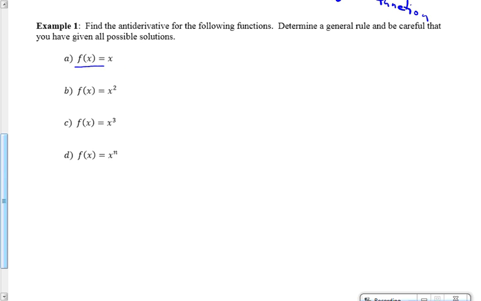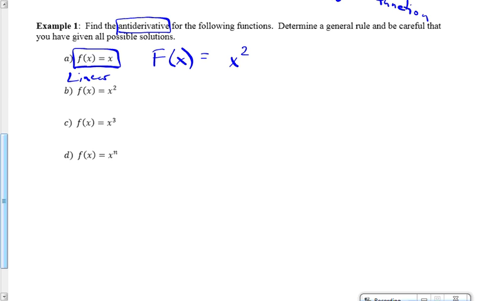If I have a function f of x equals x, which is linear, let's back up here, it says find the antiderivative. So if I have f, I'm looking for the function that has x as its derivative. So I'm looking for a capital F of x function. And we know that linear derivatives come from quadratic functions, so it might be reasonable to start with something like x squared.